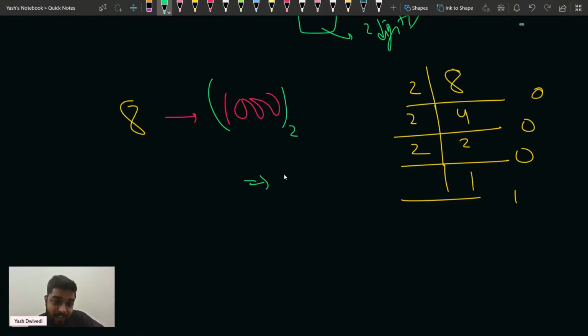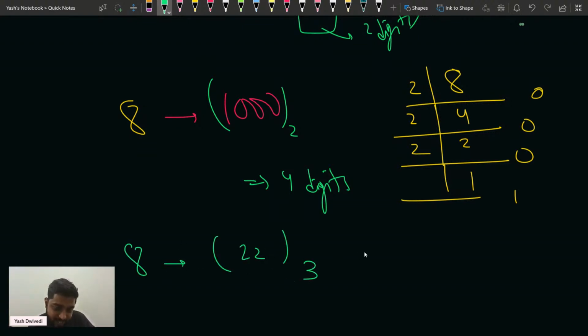So for representing 8 in base 2, how many digits am I taking? I'm taking 4 digits. Now you can write 4 in the chat. Correct. I'm taking 4 digits. For representing 8 in base 3, I've already said I'm taking total 2 digits.